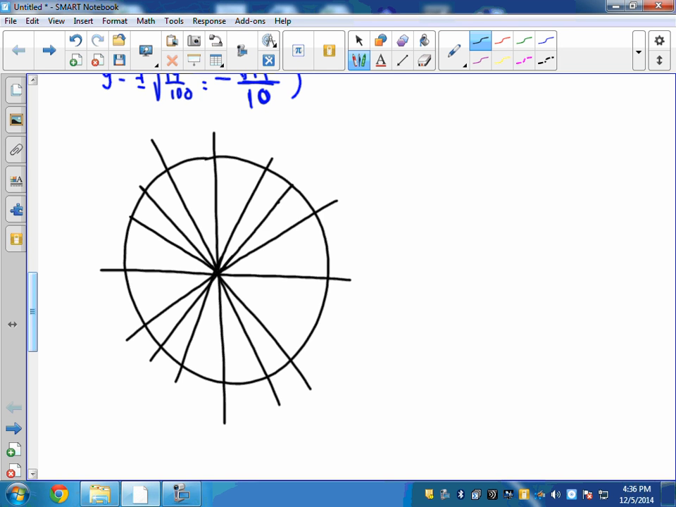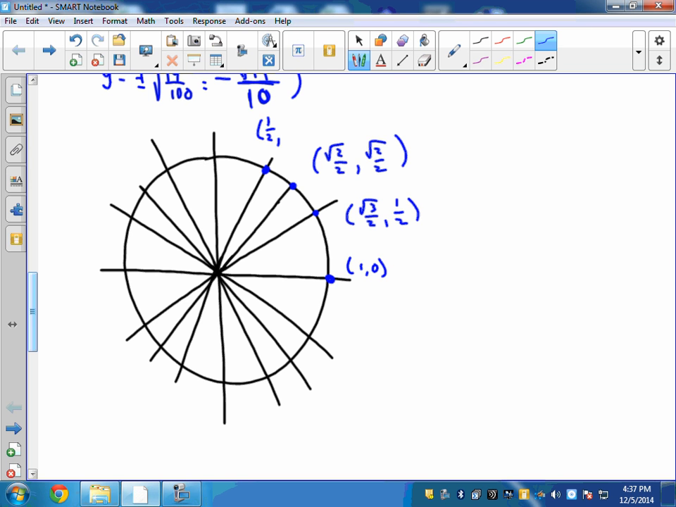These points you don't have to calculate. These points you're going to be memorizing. So let's go ahead and label this point (1, 0). This point is going to be (square root of 3 over 2, 1/2). This point is going to be (square root of 2 over 2, square root of 2 over 2). This point is going to be (1/2, square root of 3 over 2), and the top of the circle is the ordered pair (0, 1).